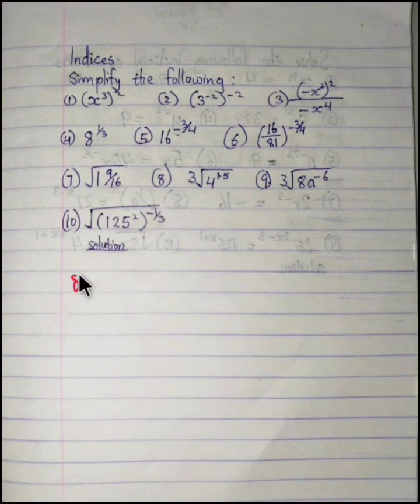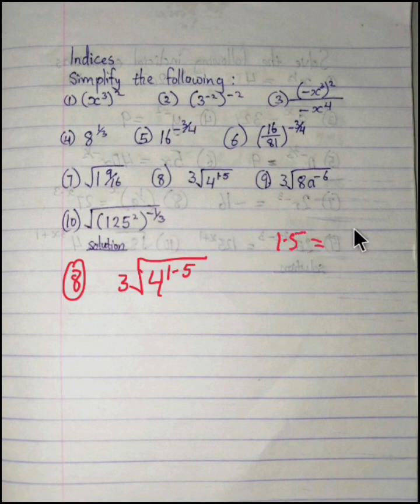Number 8, we have 3 root 4 raised to power 1.5. So 1.5 is equal to 3 over 2 in fraction. So how do we get this? 1.5 multiplied by 10 is 15. So 15 divided by 10 equals 1.5. If we reduce this further, 5 goes into both, 3 and 2, so 3 over 2. That's how we got 3 over 2.